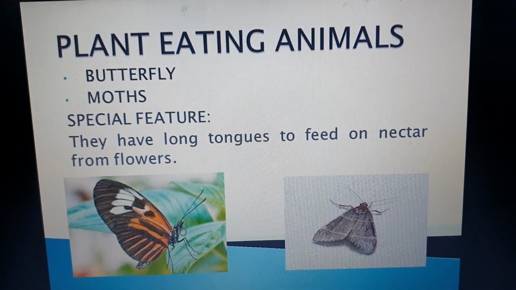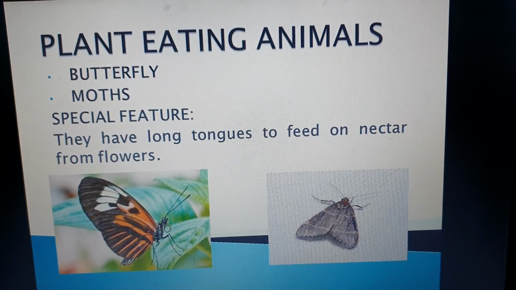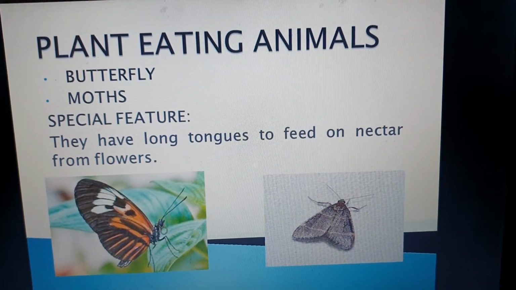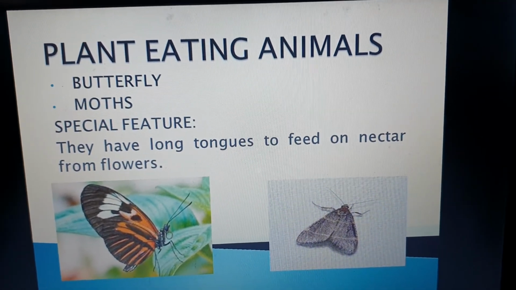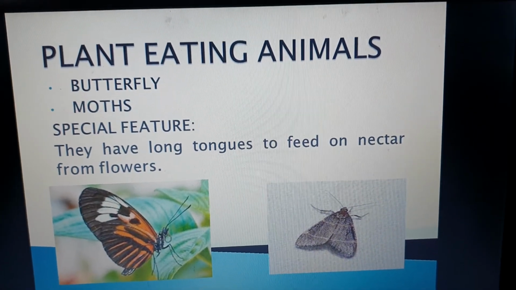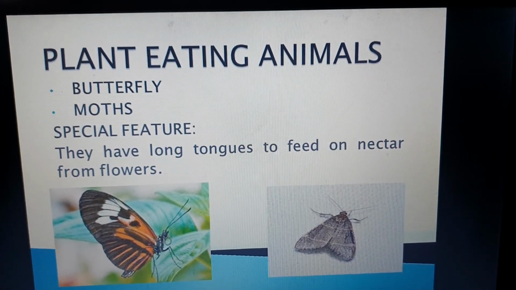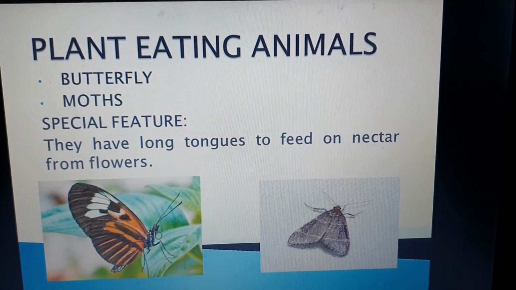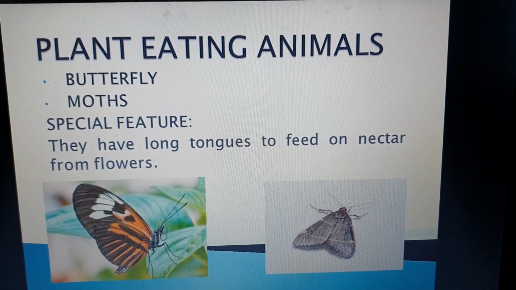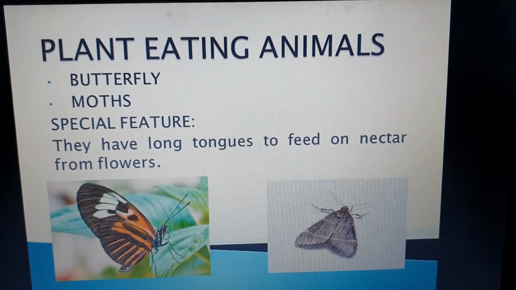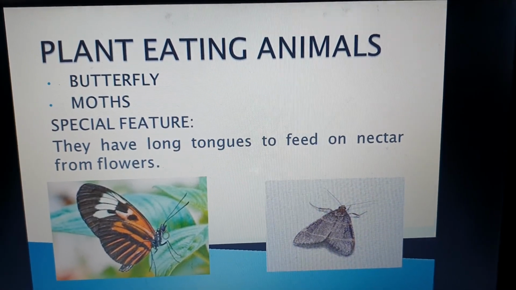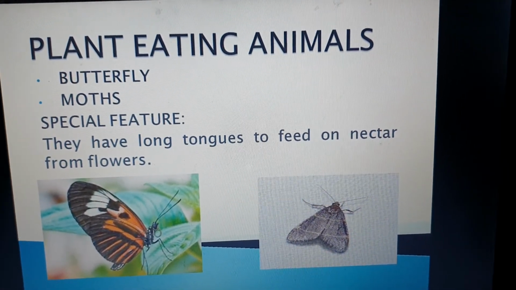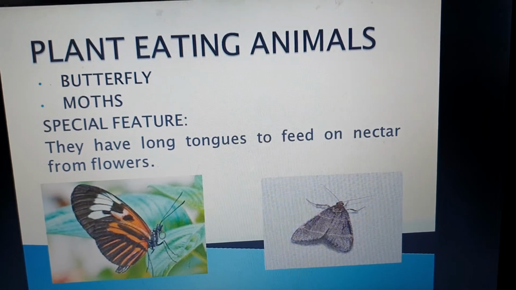And what special feature do they have? They have long tongues to feed on the nectar from the flowers. Now what is the nectar? It is a sugar-rich liquid that is produced in the flowers. So their food is that sugary liquid produced in the flowers.